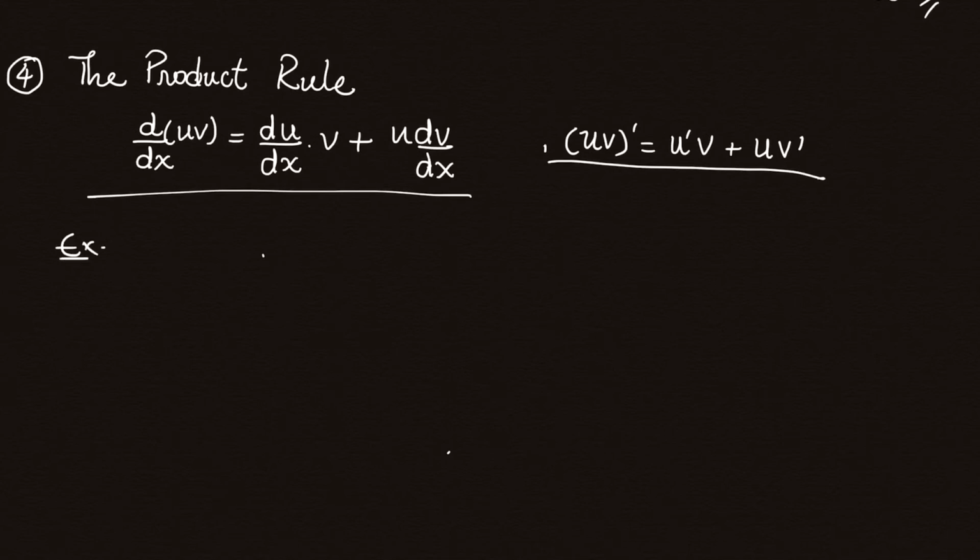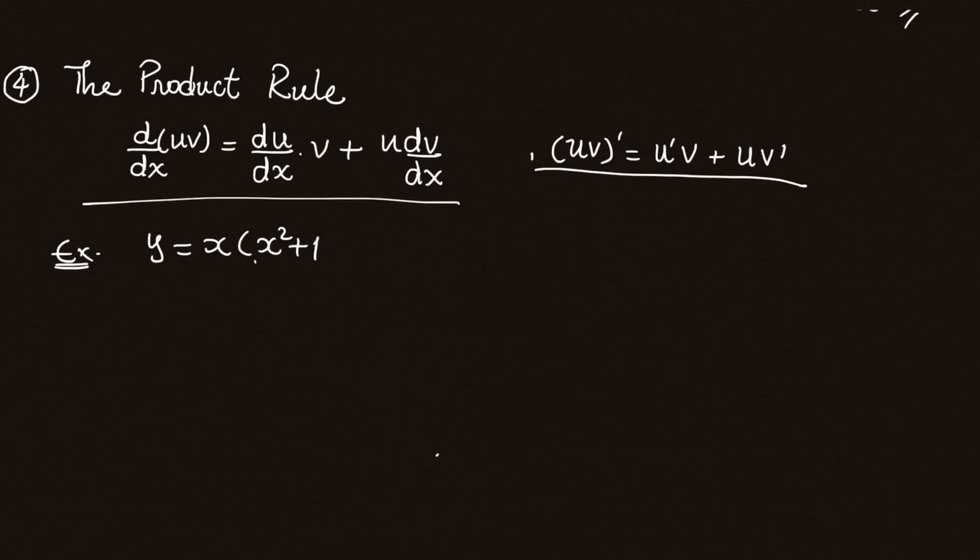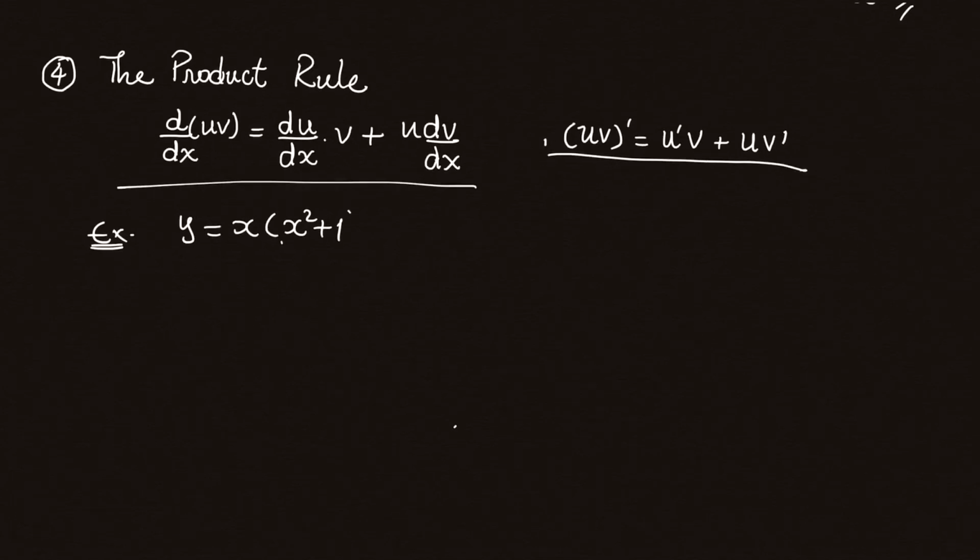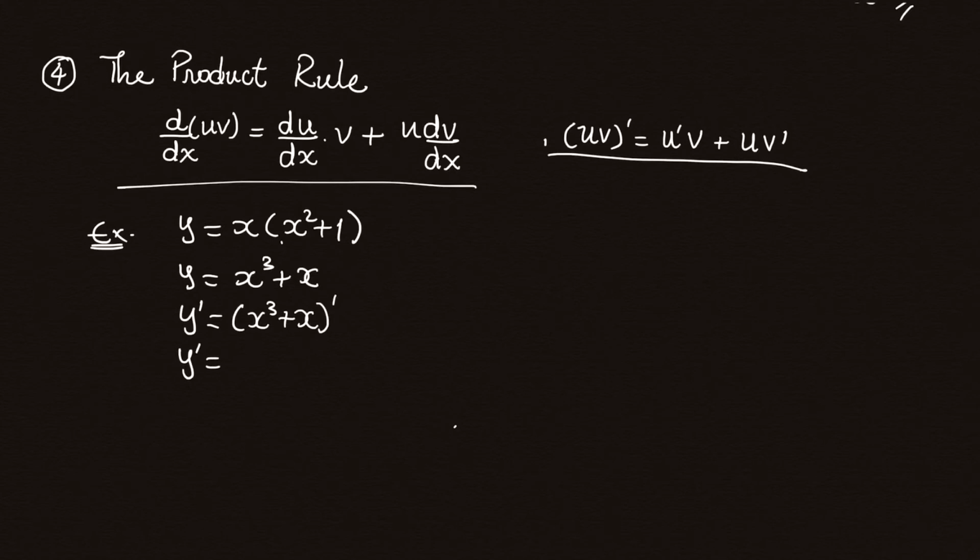We have an example: x times x squared plus 1. You can do it in two ways. One way, you can just multiply to get x cubed plus x, then apply the derivative. Then I have y prime equal to the derivative of x cubed plus x. Y prime equals 3x squared plus 1. The derivative of x is 1.